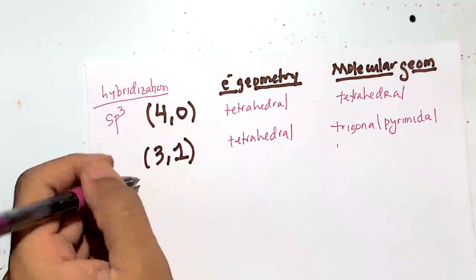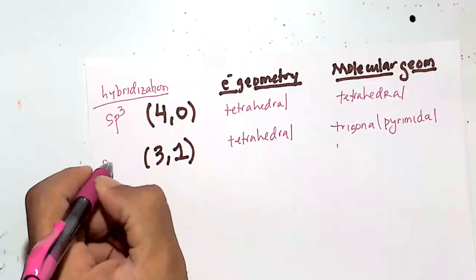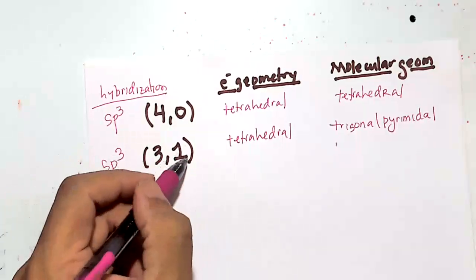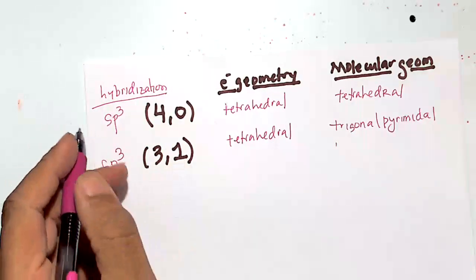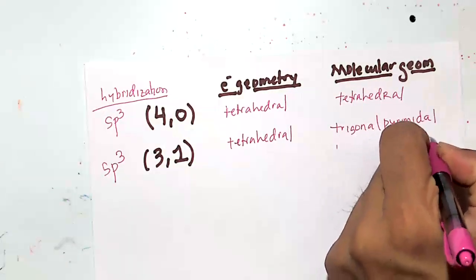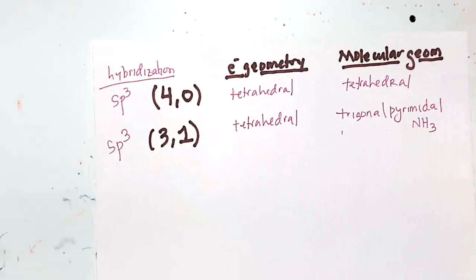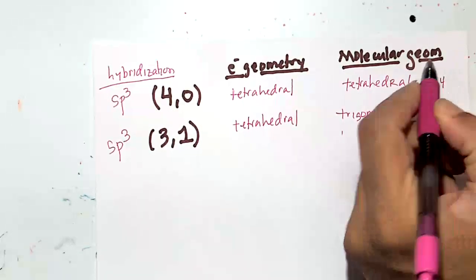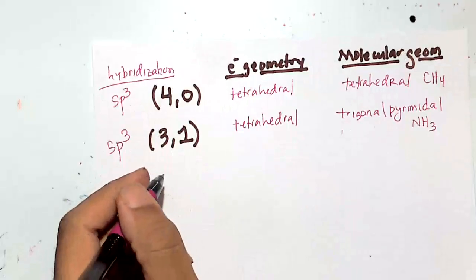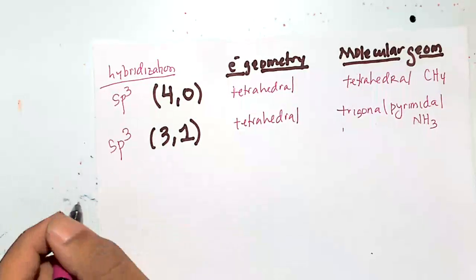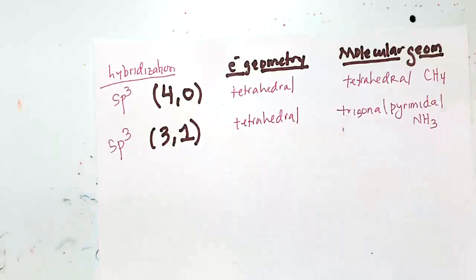Okay, this is 3 bonds, 1 lone pair. What's the hybridization on this? It's also sp3, just that one of the lone pairs is going to sit on a p orbital. An example of this, if you remember, was NH3, ammonia. An example of tetrahedral, there's several, but CH4. Carbon loves 4. In fact, we call it a tetrahedral carbon when you take organic chemistry.